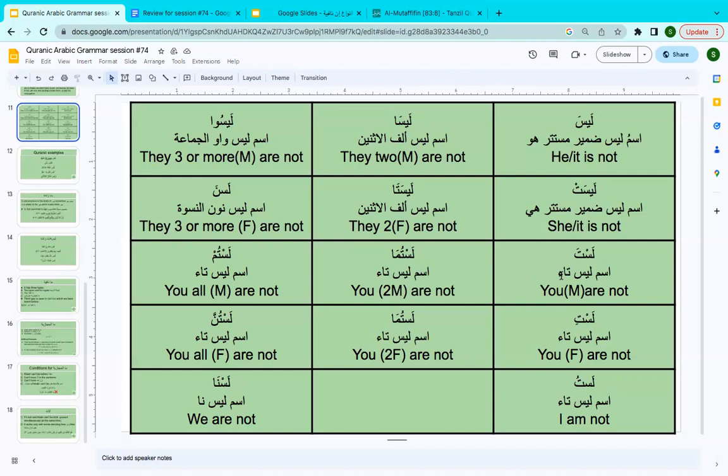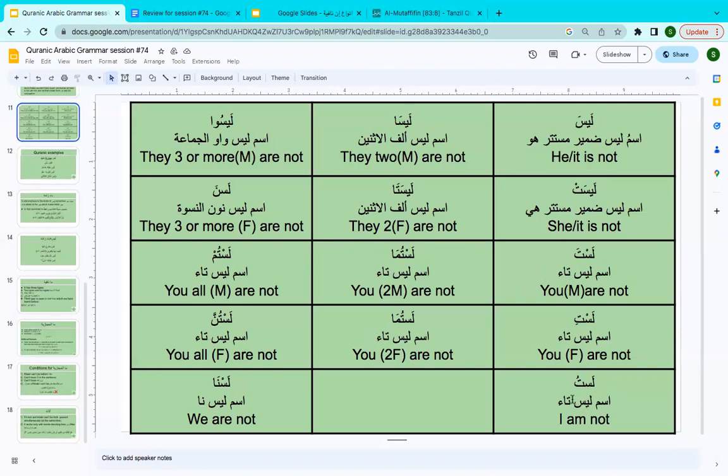now I cannot call it fail anymore, because Laysa, does it have an action? Fail is for an action, right? When you don't have an action, how can you call a pronoun a fail? You have to call it ismu Laysa, ta. And in every case, you will find ismu Laysa.